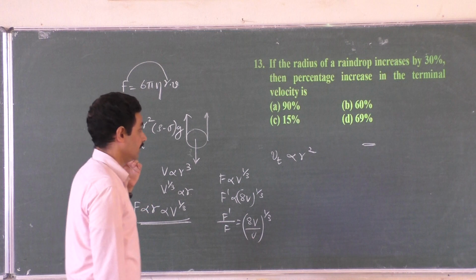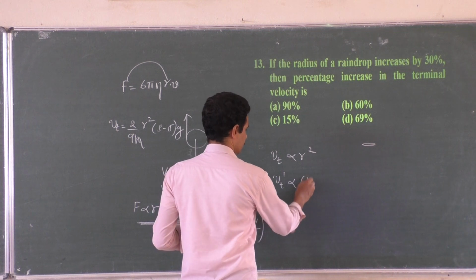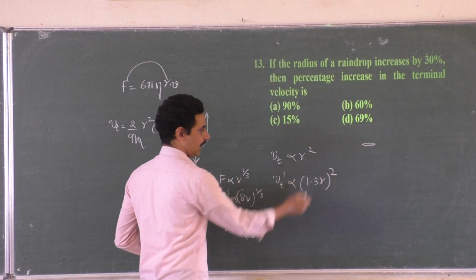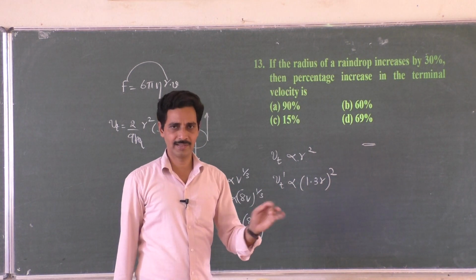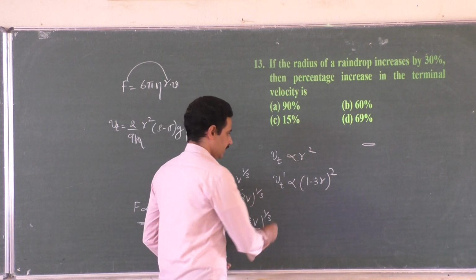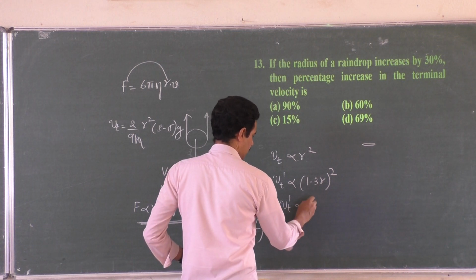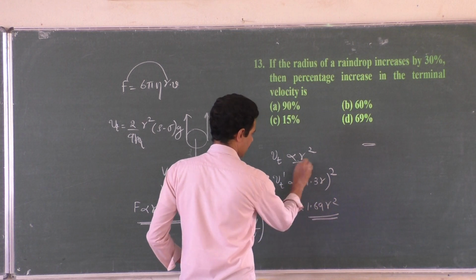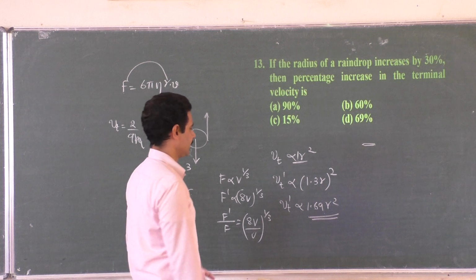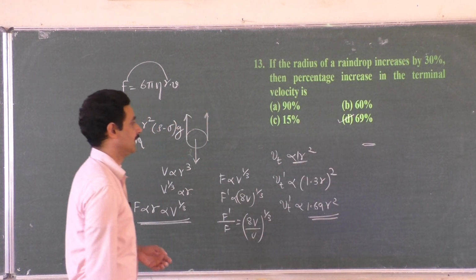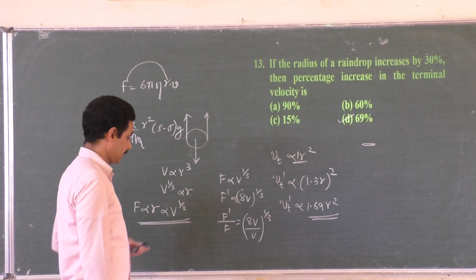Now if the radius is increased by 30%, the new terminal velocity uses the increased radius. This is 1r whole square, and this is 1.3r whole square. 30% out of 1 is 0.3, out of 100 it is 30, out of 1000 it is 300. So if you work this out, Vt dash is proportional to 1.69 r squared, right? How much extra do you have over 1 r squared? 0.69 extra. So in percentage it is 69%. So it should reach a terminal velocity which is 69% more than the previous one. Okay, 14th one.